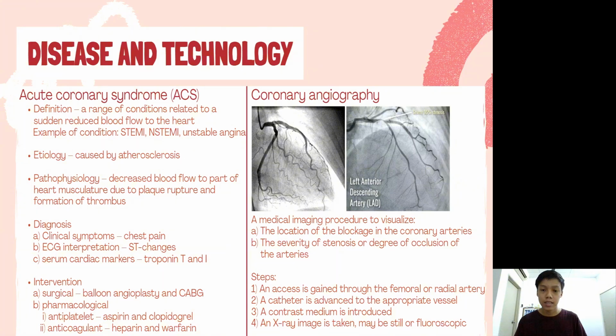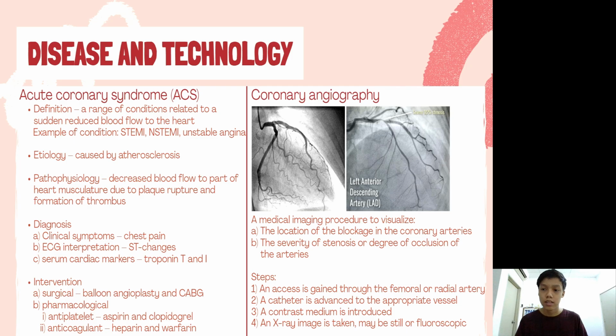In a balloon angioplasty, the doctor will insert a catheter into the coronary arteries, and then using balloon technology, inflate it, pushing outward to widen the lumen of the coronary artery so that blood can flow. In the coronary artery bypass graft, the surgeon will take a graft from another part of the body and use it as a bypass to go around the site of the blockage in the coronary arteries. For pharmacological intervention, the doctors may also prescribe antiplatelet drugs such as aspirin and clopidogrel, and also anticoagulant drugs such as heparin and warfarin.